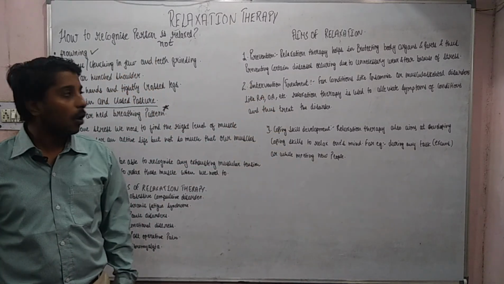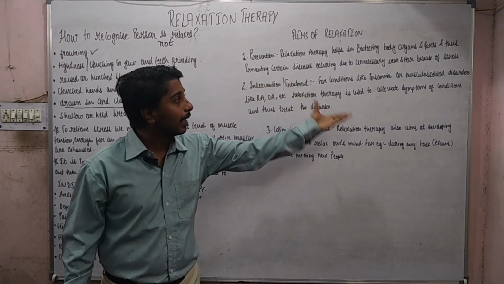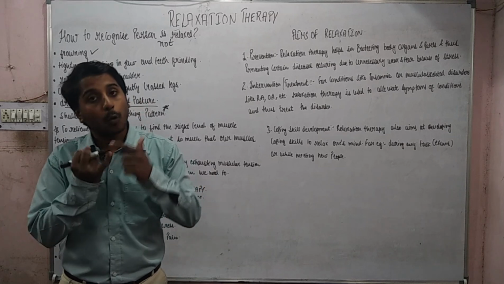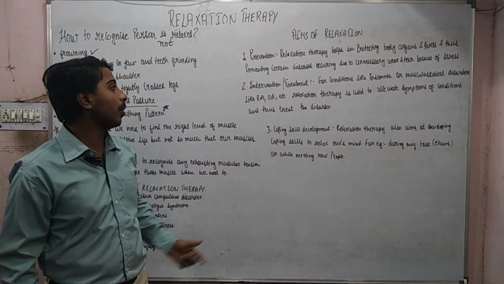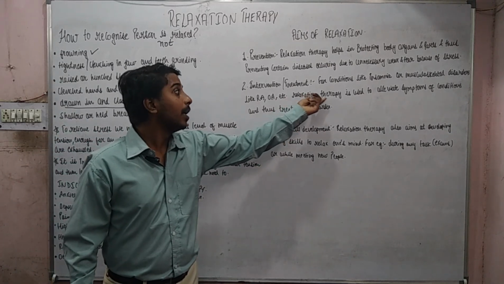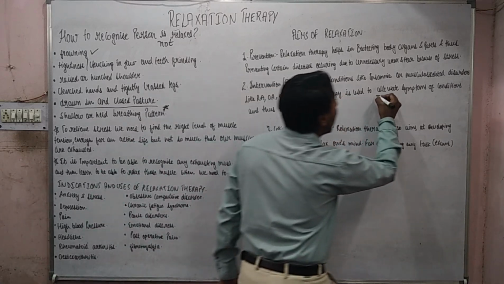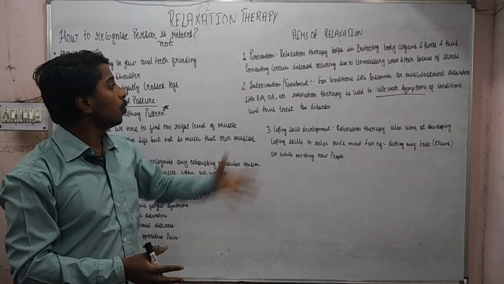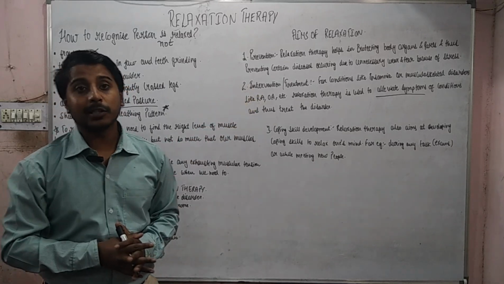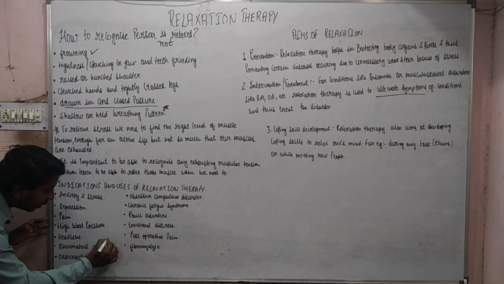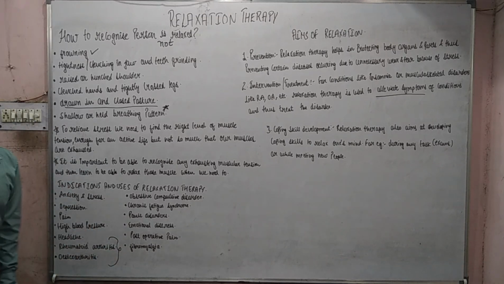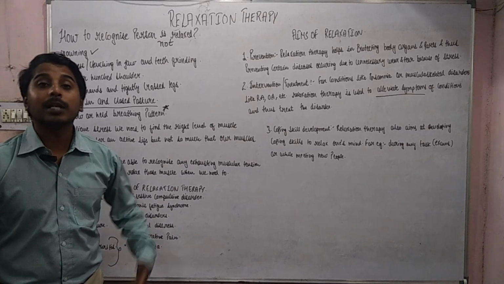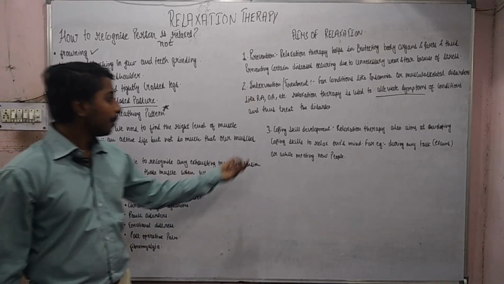Then intervention or treatment for conditions like insomnia or any musculoskeletal disorder such as osteoarthritis and rheumatoid arthritis and many more. Relaxation therapy is used to alleviate the symptoms. The symptoms are reduced with the help of relaxation therapy. That is why I have written these two points, osteoarthritis and rheumatoid arthritis. So here it can be used for treatment purpose.